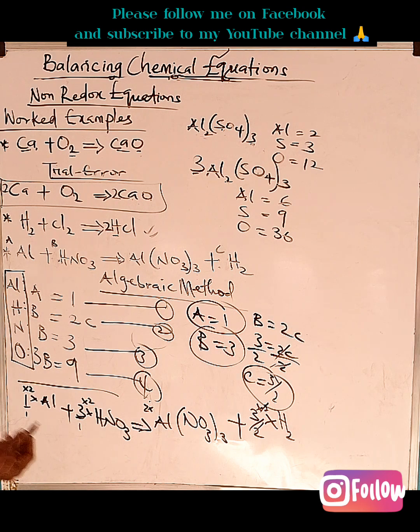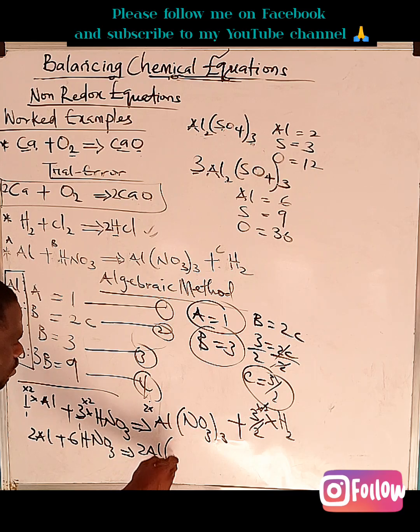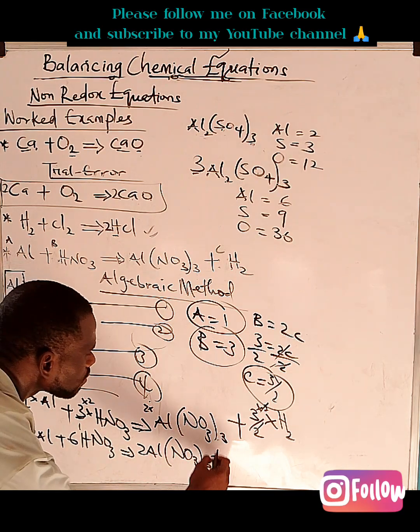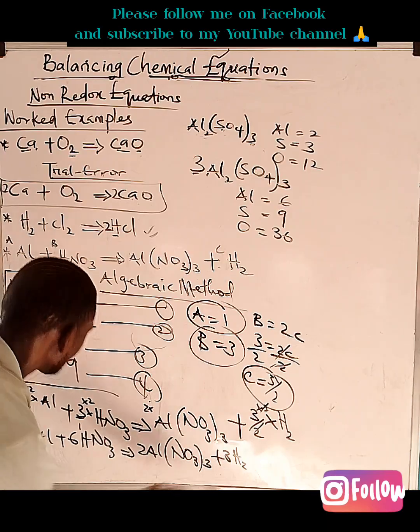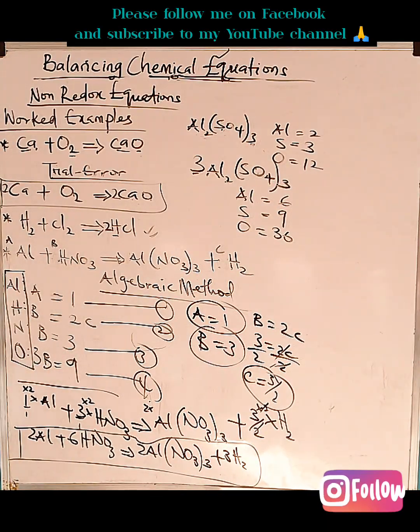So what do we have? We end up with 2Al plus 6HNO3. That'll give us 2Al(NO3)3 with the 3 outside plus 3H2. The equation is balanced. The non-redox equation is balanced.